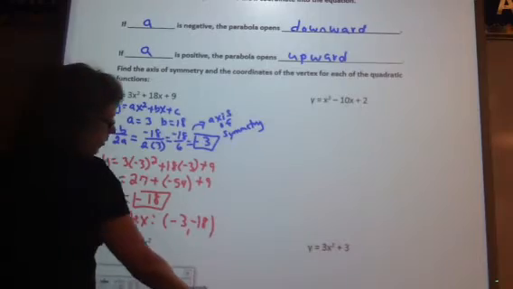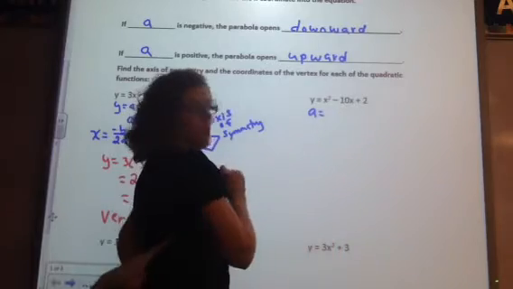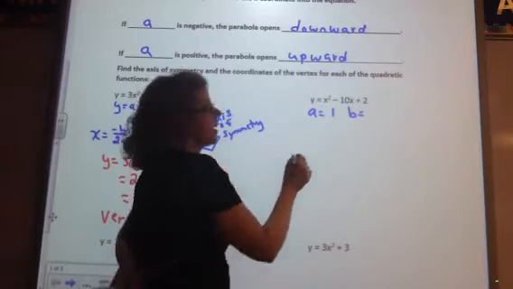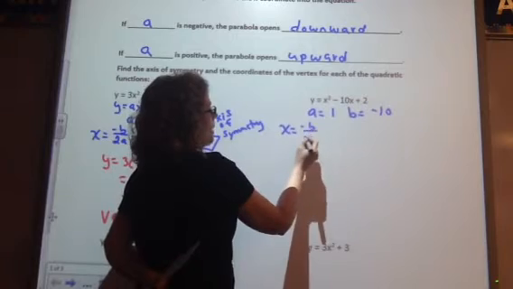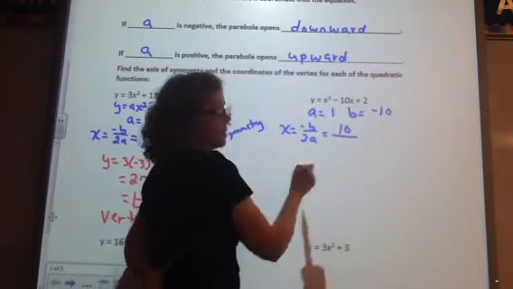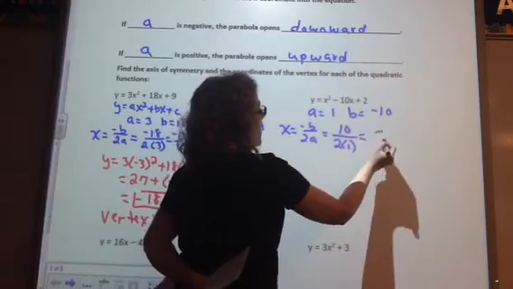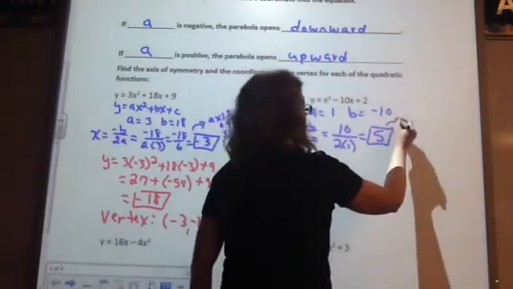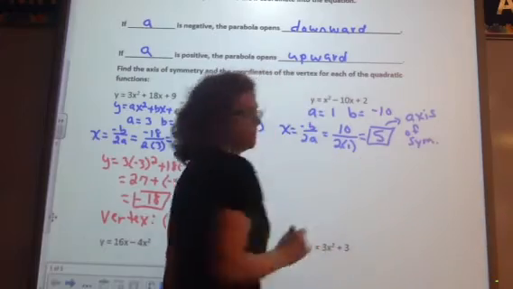Okay? Let's try another one. Our a equals the coefficient in front of x squared, which is 1. Our b is the coefficient in front of x, which is negative 10. So to find our x-coordinate, we take the opposite of b and put it over 2a. Well, if b is negative 10, the opposite of negative 10 is 10. And the denominator is 2 times 1. So our x-coordinate is 5. And remember, this is the axis of symmetry, your x-coordinate.